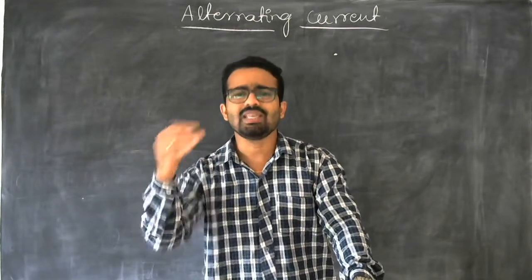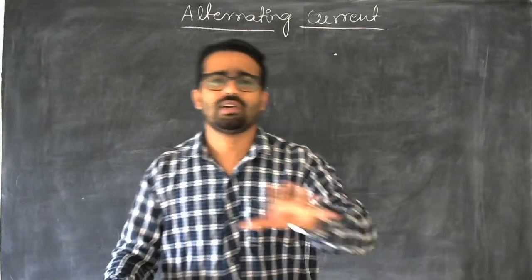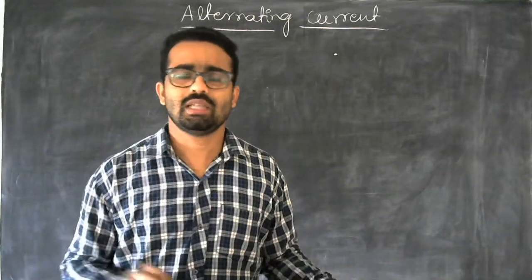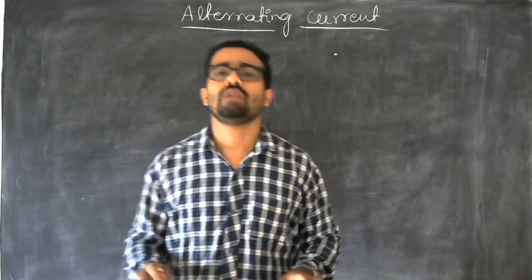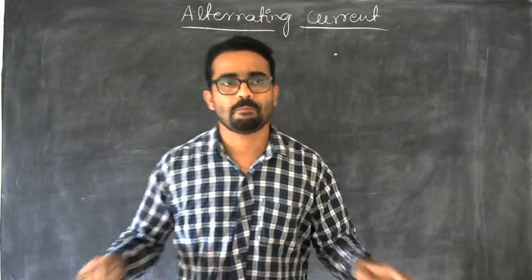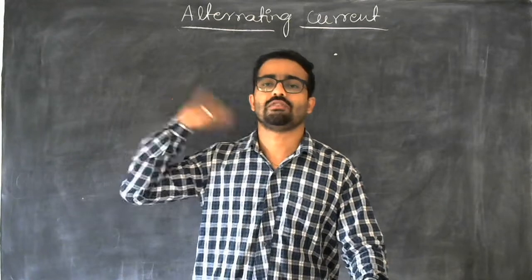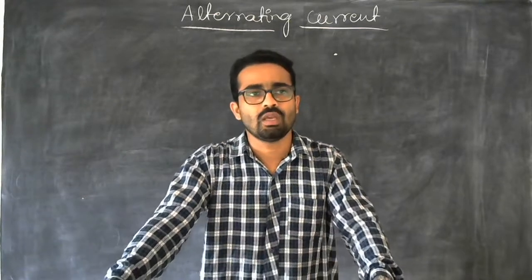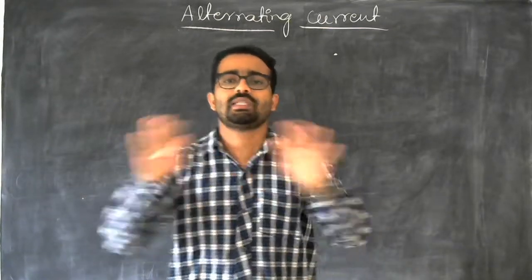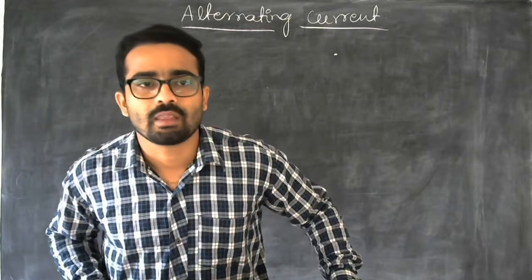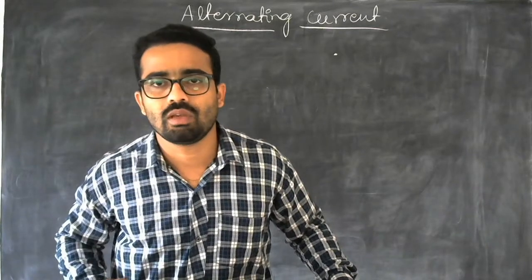So these are some advantages of DC over AC. That is why we always use AC. So this is the introduction part for alternating current. Then there are some representations for AC and DC.